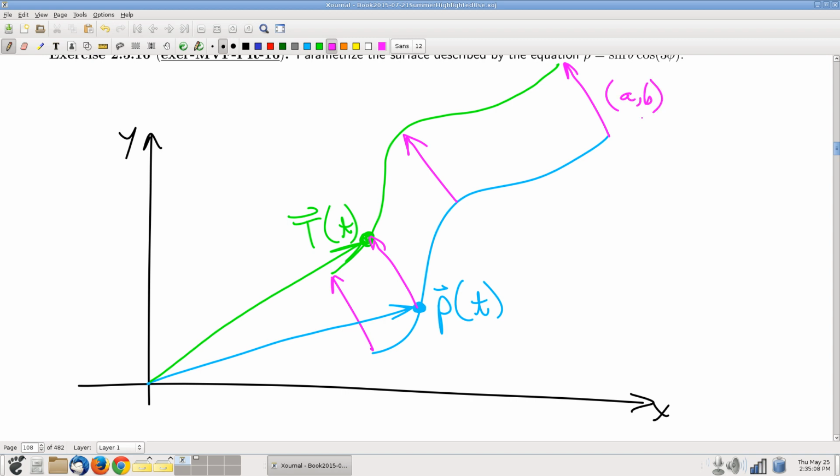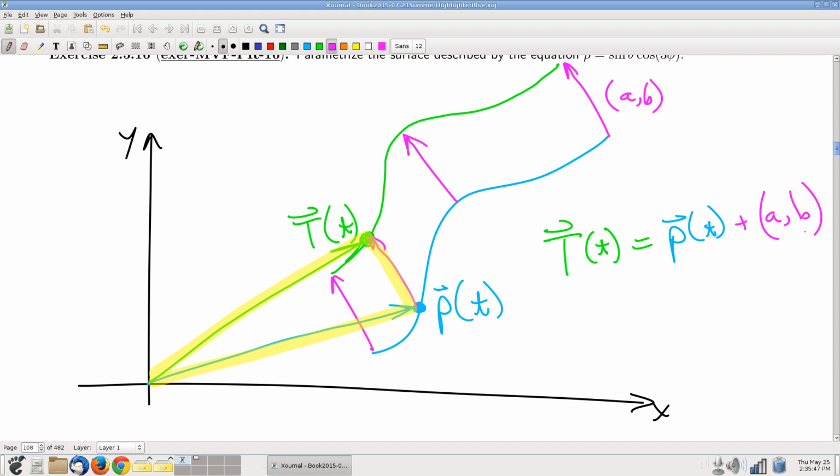Right? And now let's just look at this little triangle we have here. That triangle is a vector addition triangle, right? And so specifically, T is equal to P plus AB. All right, like this. So there you go. So that's how you do it.